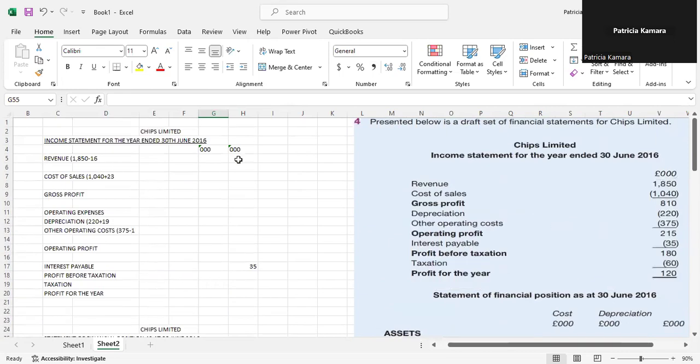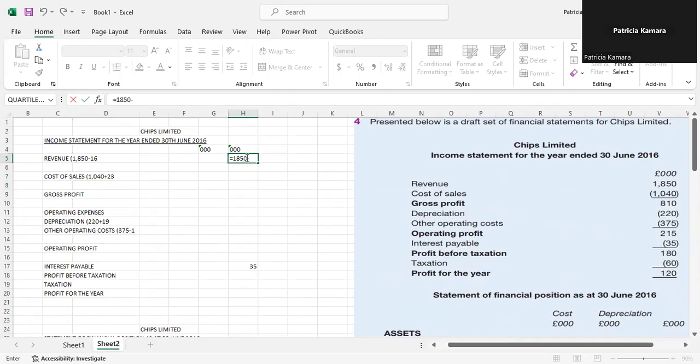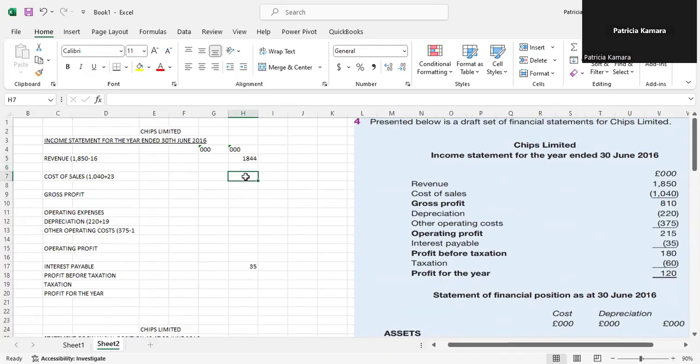So here for revenue, we were told that we overstated revenue by 16. So we have to take that out. It will be 1850 minus 16, giving us 1844. And then our cost of sales figure was also understated by 23. So it will be 1040 plus 23.